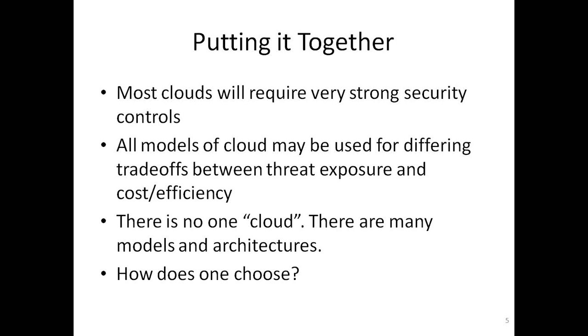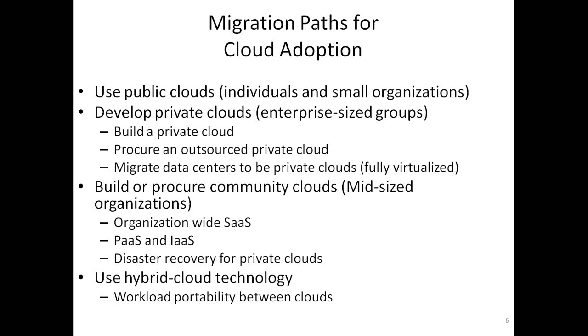There is no one cloud. There is no one architecture. Different sizes fit different clients. So how does one choose wisely? There are many migration paths for cloud adoption, ranging from an individual to small size to enterprise groups. An individual or a small organization which has just started to look at the clouds, which has just started to use the clouds, might want to use public clouds since they do not have any sensitive or costly information to store.